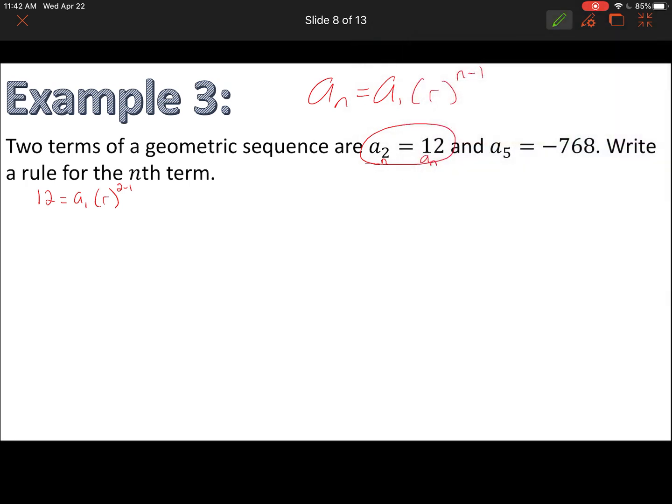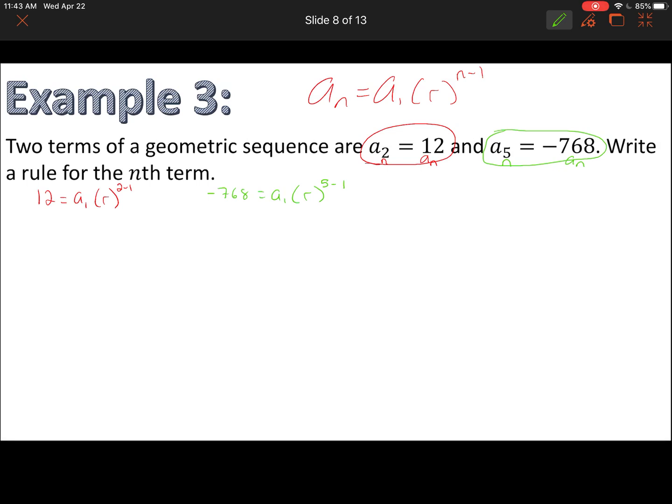I also have the information from this, which is the n value of 5 and the a sub n value of negative 768. So if I write that out, I have negative 768 equals a sub 1 I don't know, r value I don't know, n value in this case of 5, and then minus 1.